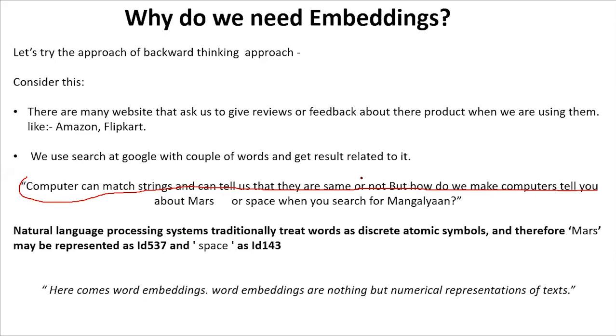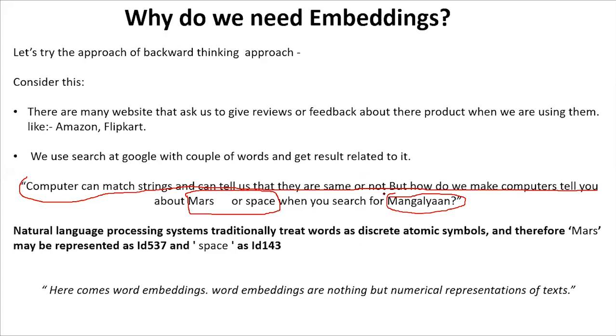To give you an example, if you go to Google and search for Mars or space, then for the next few months Google will definitely give you relevant search results related to Mangalyaan, because it's in the news and popping up on different websites: Mangalyaan, Mars, space, India. But how do computers know, when I type Mars, that this guy wants to know about Mars, maybe also about Mangalyaan, or maybe he's an explorer of space who wants to understand space?